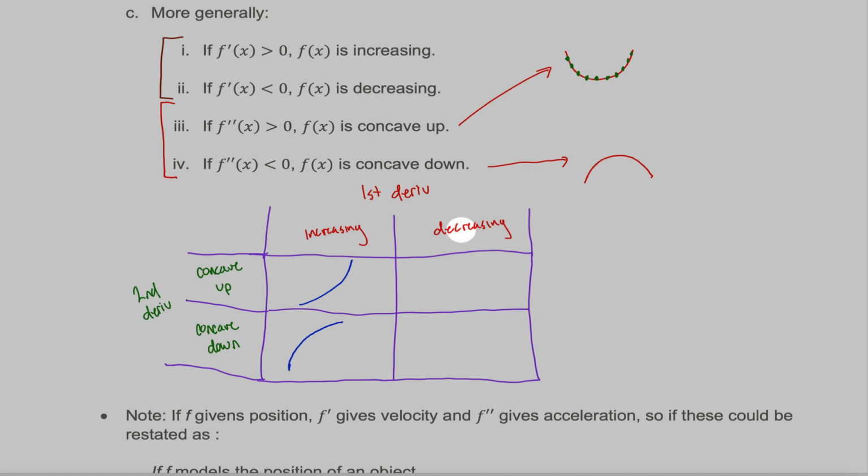We can do the same thing with decreasing. What would it look like to be decreasing and concave up? This hiker is going downhill as they go from left to right, but the slope is getting bigger, meaning less and less negative as they go from left to right. So decreasing and concave up would kind of look like this.